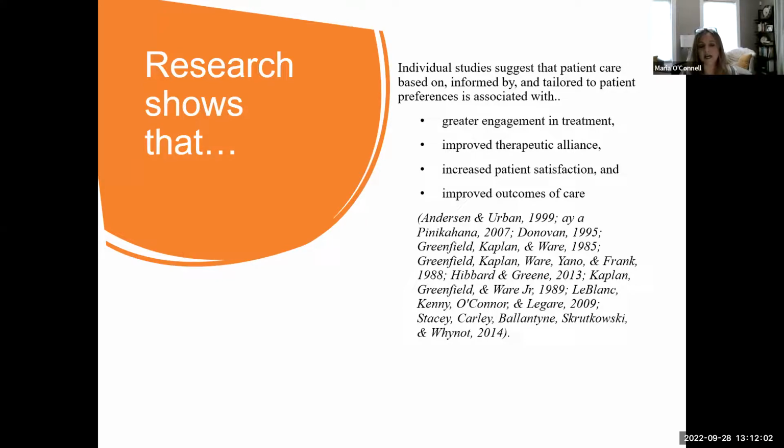We find that some of the research shows that studies that are informed by and tailored to individual patient preferences are associated with greater engagement in treatment, improved therapeutic alliance, increased patient satisfaction, and improved outcomes in care. I'm not going to go into a lot of the other research. I think it'll come through as we continue on, but that's that.